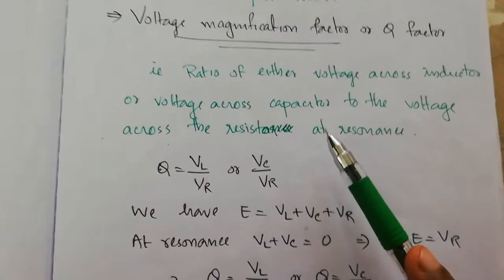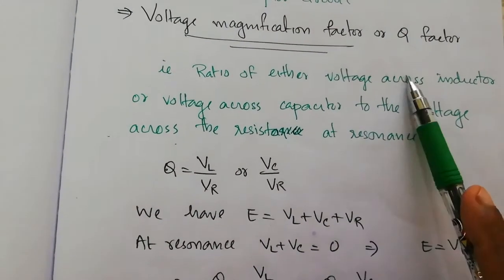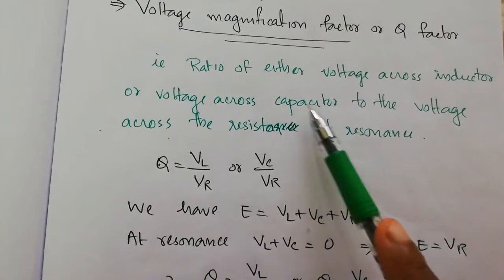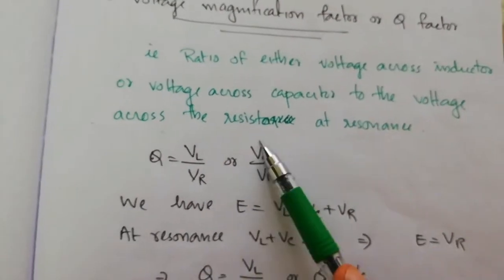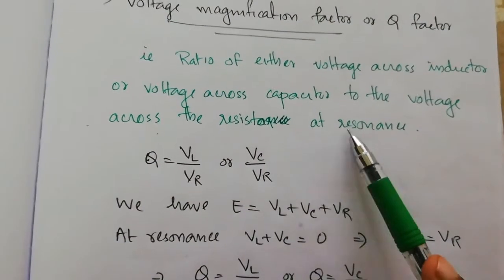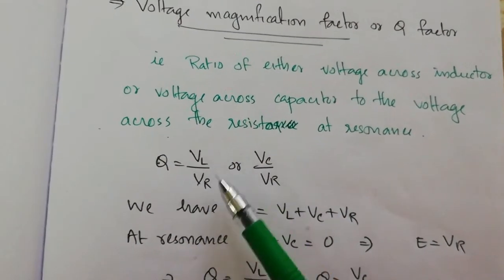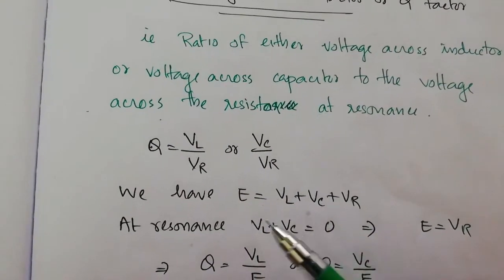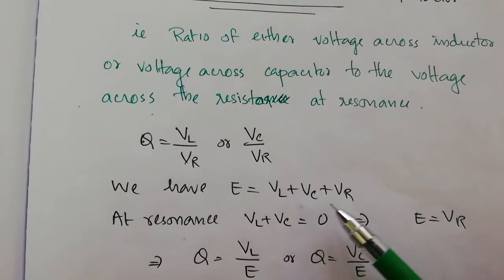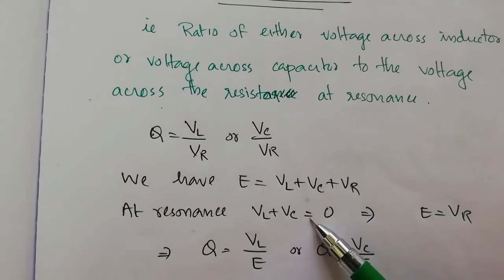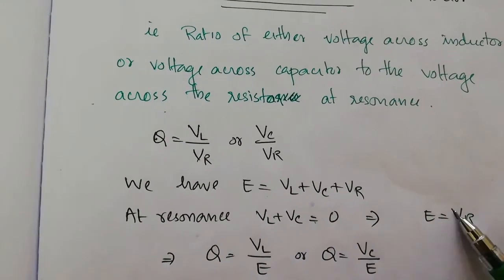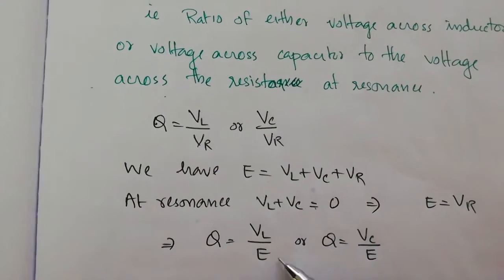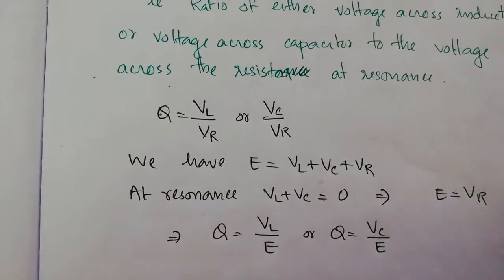Now the voltage magnification factor or quality factor. That is the ratio of either the voltage across the inductor or the voltage across the capacitor to the voltage across the resistor at the resonance condition. That is, Q is equal to VL by VR or VC by VR. We have E is equal to VL plus VC plus VR. At resonance condition, VL plus VC will be equal to 0, where E is equal to VR. So we can replace this as VL by E or VC by E.